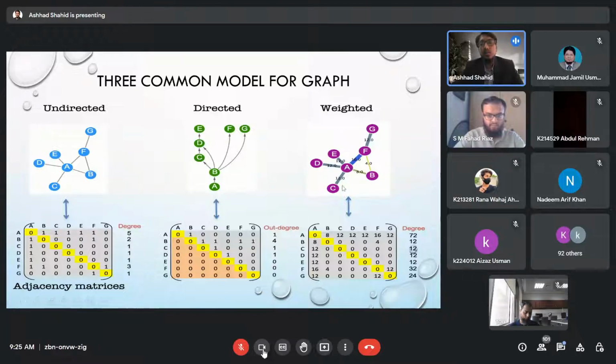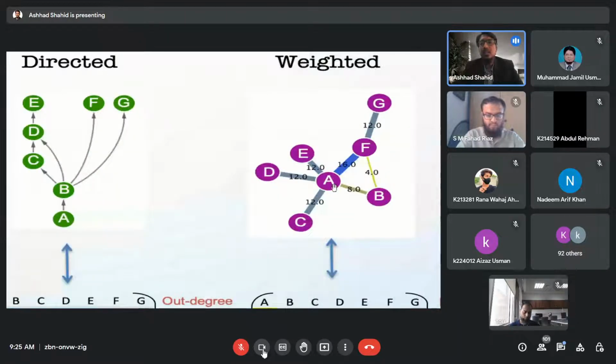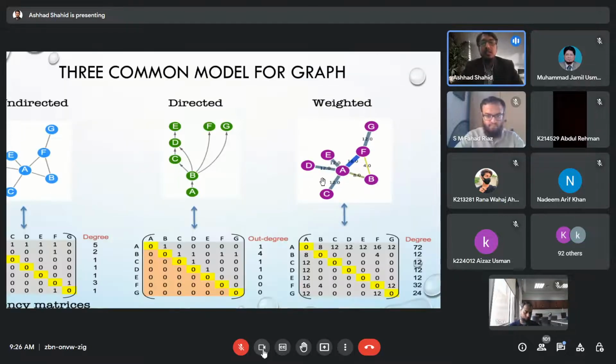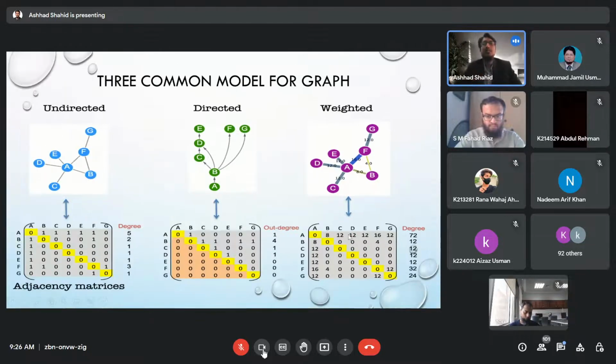But in this graph you can see we have described the weighted way. If you want to go from A to F, the cost will be 16. Or if you want to come from F to A, the cost will be 16. If you want to go from A to E, the cost will be 12. So if you want to come from E to A, the cost will be 12. In this way, we have described this weighted graph.